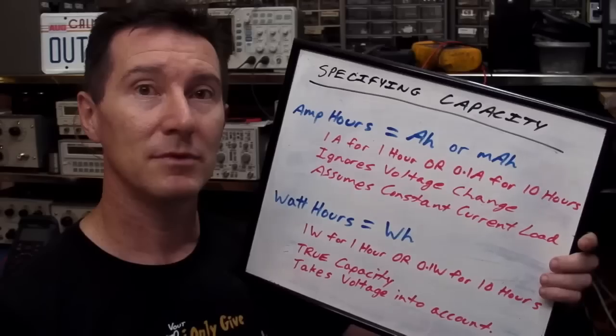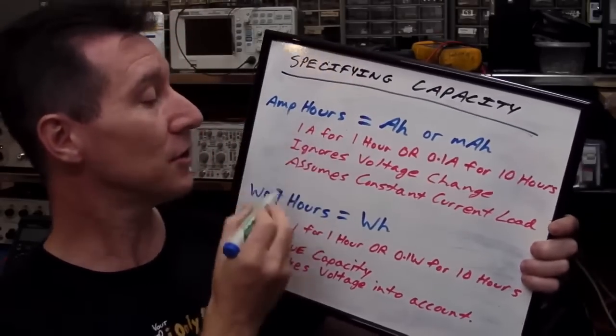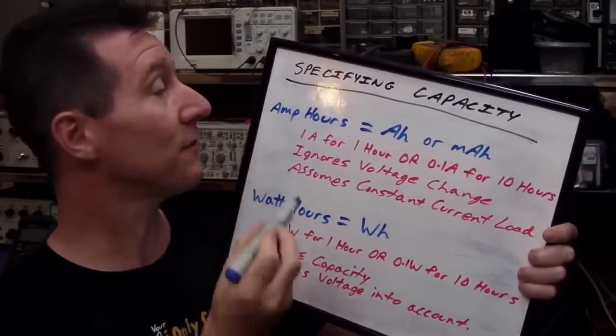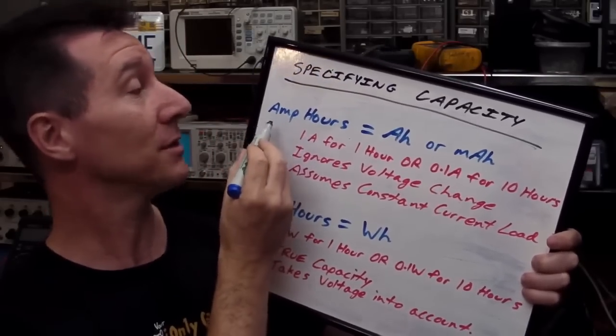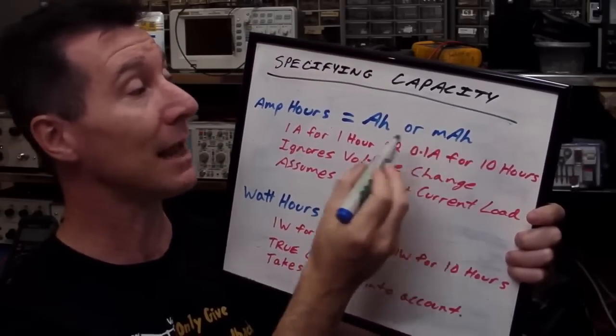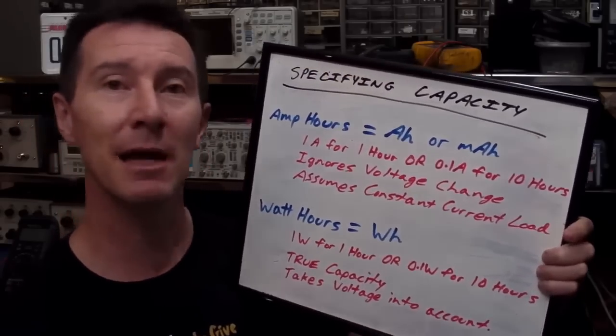So what is the capacity of a battery? Well, the battery capacity is the ability of a battery to supply a constant current or a constant amount of energy into a load for a given amount of time. Simple as that. So how do you characterize battery capacity? Well, you can do it in two different ways. The first, and probably the most common, is amp hours or milliamp hours, specified AH or mAh as the case may be.